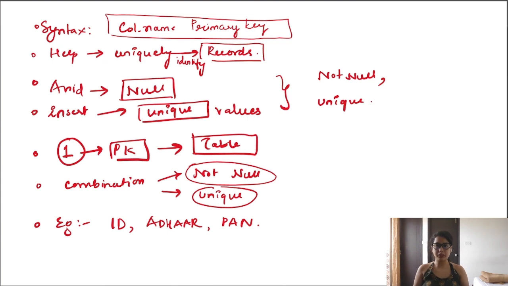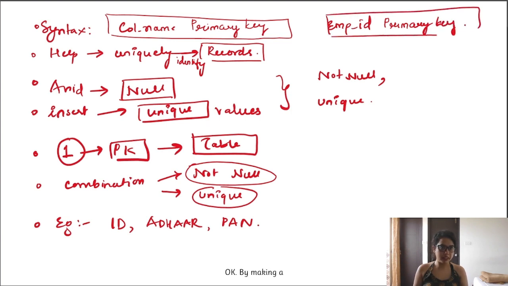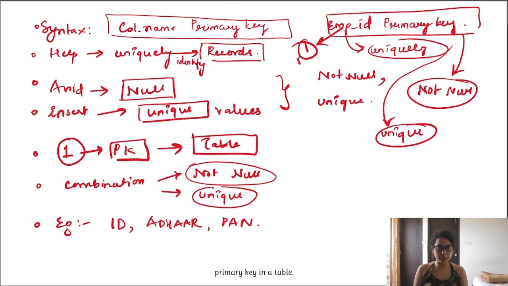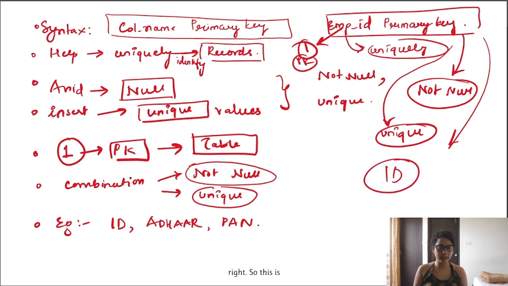So let me summarize it. First, the syntax: whenever we want to make a column a primary key, we have to use the column name and the keyword primary key. Okay. And by making a primary key, what are we doing? This employee ID will help us to uniquely identify the records. It is giving the functionality of not null also. It is giving the functionality of unique as well. Okay. One more thing, we can have only one primary key in a table, right? An example is ID, right? So that's it just for primary key.